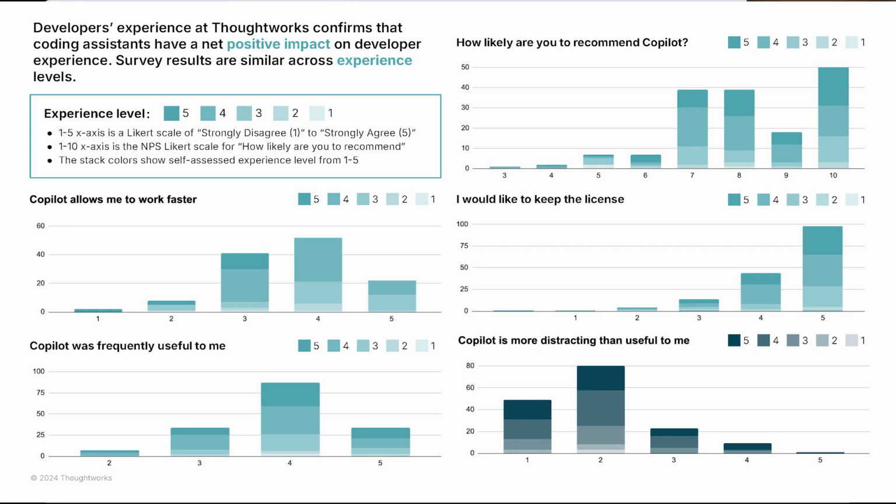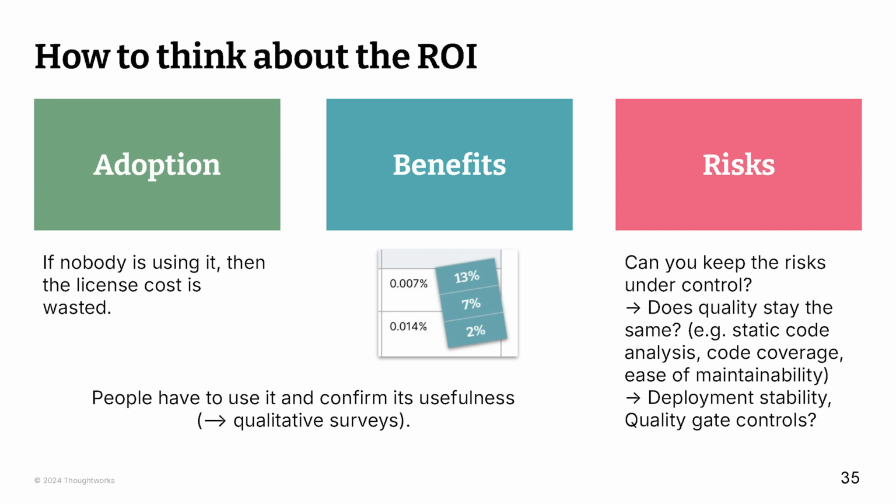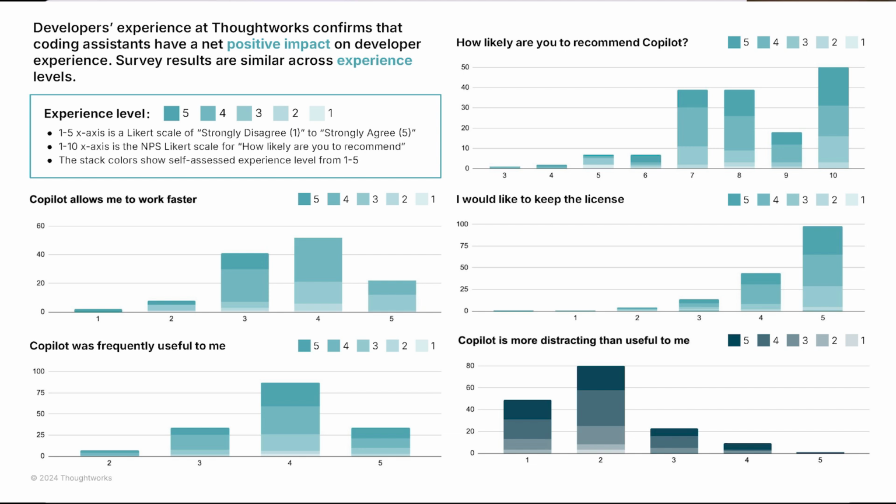The results are satisfactory, which means what we saw before: you adopt, and you understand the benefit, whether it is helping them or not, via surveys. And this is one of the survey results. Does it allow me to work faster? Most of the numbers we see are good. I would like to keep my license? Yes, that's also rated higher.